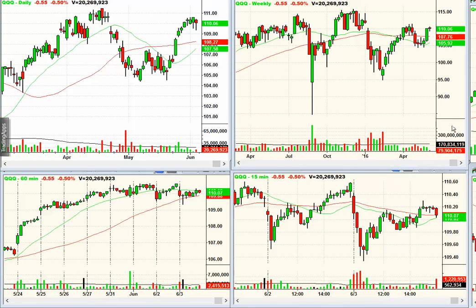Last time I talked, it was April 30th, I believe, when I did the last video. And the Qs had come down to about the 105 level. You'll see on the daily chart here in the upper left quadrant. On the right is the weekly, the 60s are down in the lower left, and the lower right is the 15-minute chart.